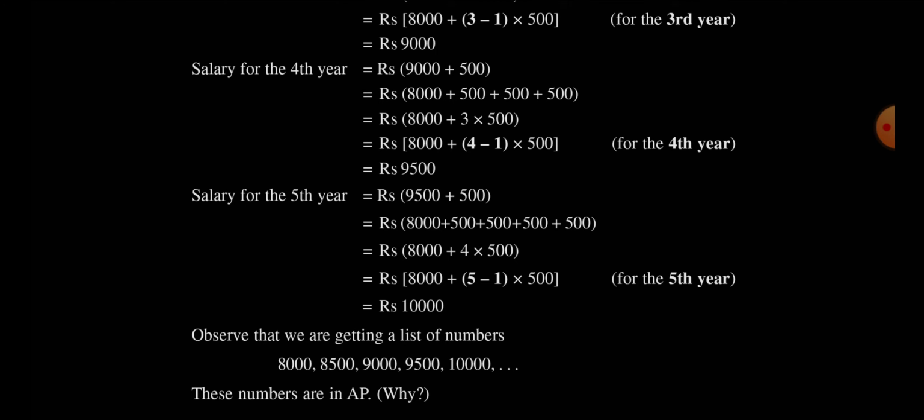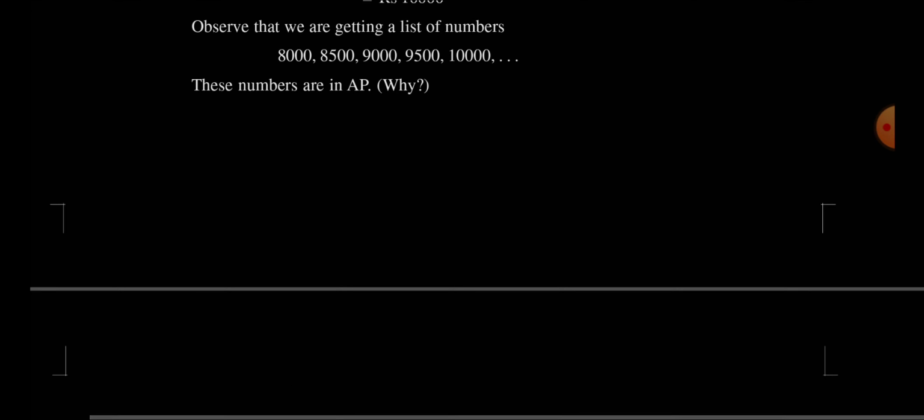Observe that we are getting a list of numbers: 8,000, 8,500, 9,000, 9,500, 10,000. These numbers are in AP. Why?